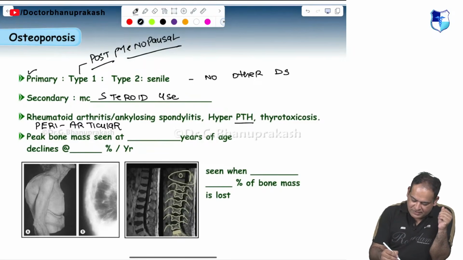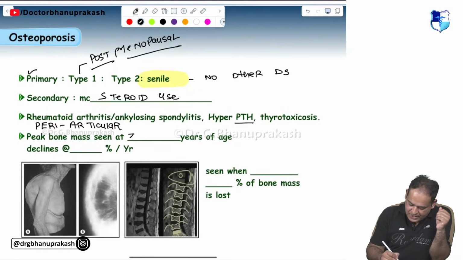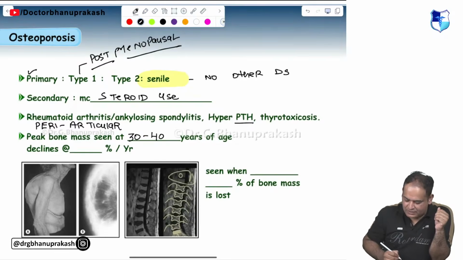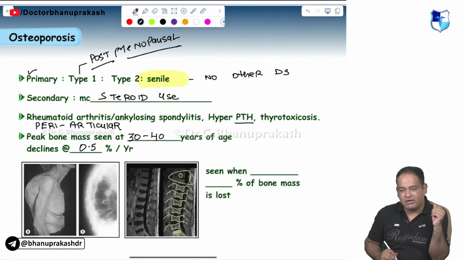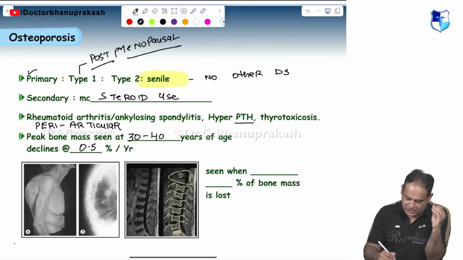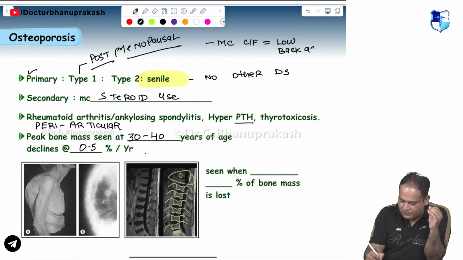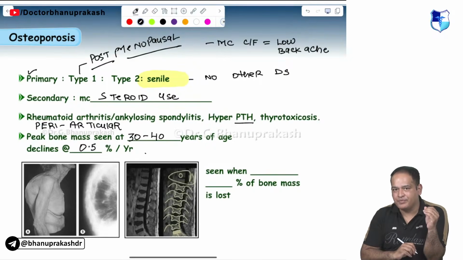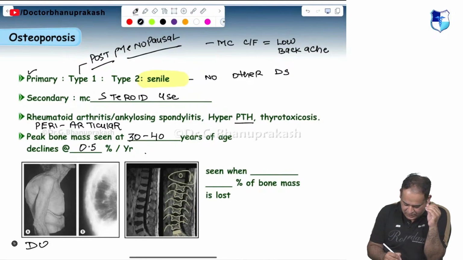Now, what is the reason of senile osteoporosis? Peak bone mass is seen at 30 to 40 years of age, and after that it declines at the rate of 0.5% every year. So in osteoporosis, what is the most common clinical feature? Most common clinical feature is low backache.